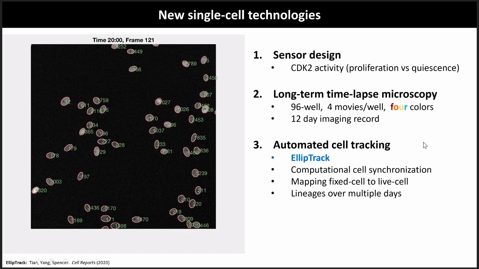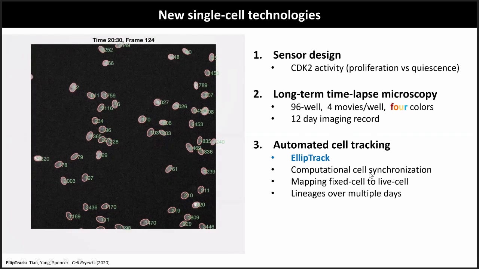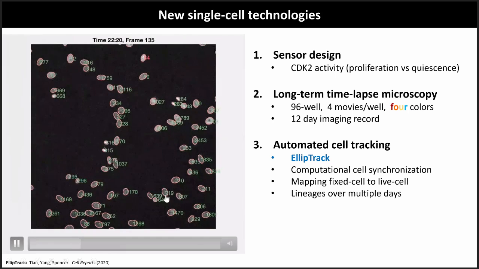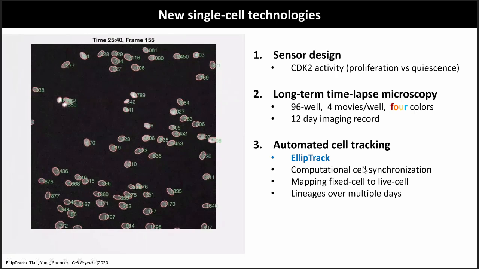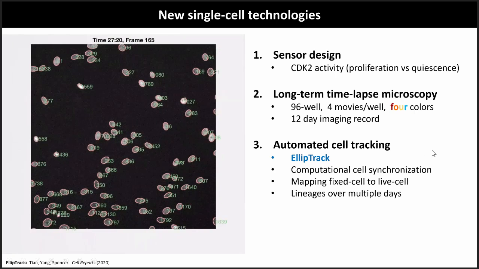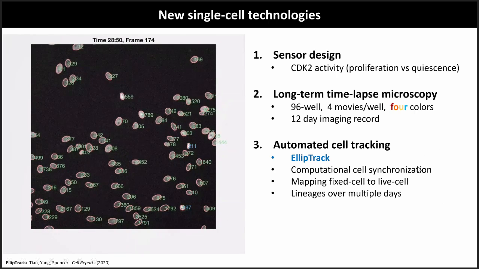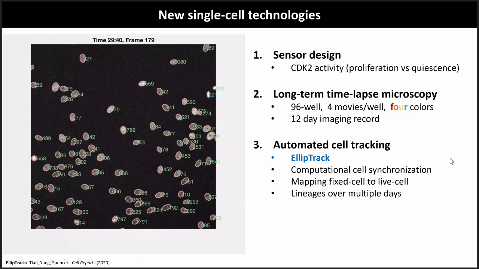Of course, this generates a ton of data, so we've also invested in automated cell tracking, and we have a new cell tracking pipeline that just came out last year called ElipTrack, which is a machine learning-based cell tracking pipeline that is optimized for these high-throughput, multicolor, long-term time-lapse movies of hard-to-track cells. And here's an example of melanoma cells being tracked by ElipTrack. So each nucleus is fit with an ellipse, and this allows us to handle cell-cell overlap, which is a real problem with cancer cells.